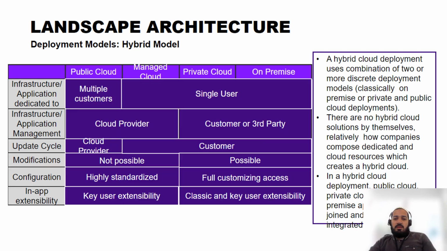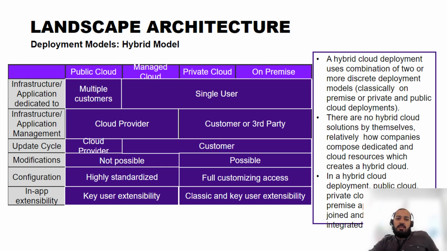Okay, then we are looking into the hybrid model. In a hybrid model, the cloud deployment uses a combination of two or more discrete deployment models, like classic on-prem along with private cloud or public cloud. There is no hybrid cloud solution by itself, so there is no one set solution for it. You have to come up with what solution is required for the business, and how the company is dedicating cloud resources and creating a hybrid cloud. So it depends on how much the company wants to keep on-prem and in the cloud. Based on that, the solution has to be designed.